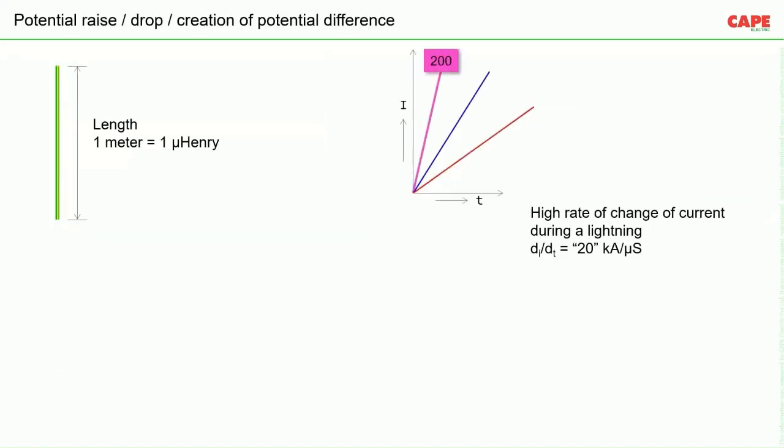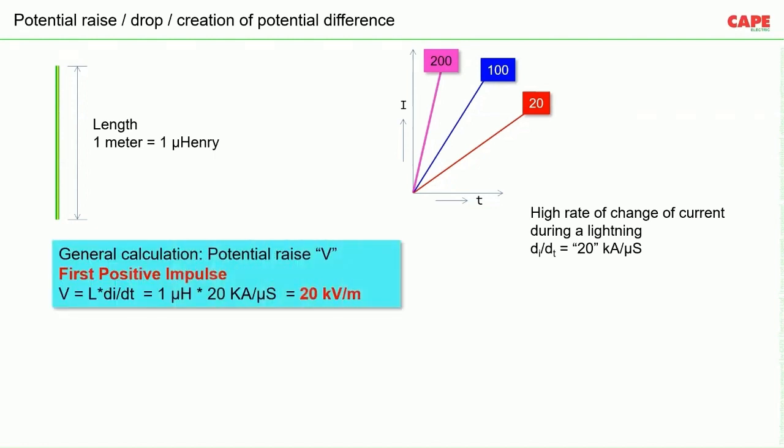Now let us calculate how much the voltage drop will be in a 1 meter wire length. Generally we know that a wire length of 1 meter will have an inductance of 1 microhenry. The general calculation for potential difference: for the first positive impulse we knew that di/dt was 20 kiloamperes per microsecond. V is equal to L di/dt. We all know that. So L is 1 microhenry, which we have written earlier.